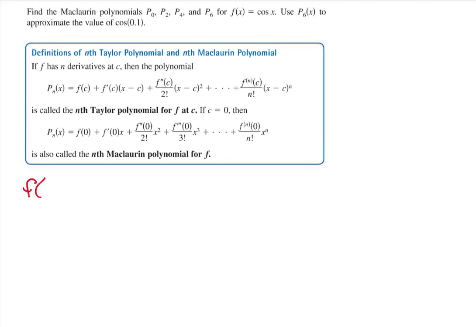You'll want to write down what f of x is. F of x is starting off as cosine of x. Then write out the first 6 derivatives. You might see a pattern to that. Then you'll want to find out what those derivatives are equal to at x equals 0. Since it's a Maclaurin, we know that we are centered about 0. And then you'll want to write out those polynomials. So do that, then come back to the video.